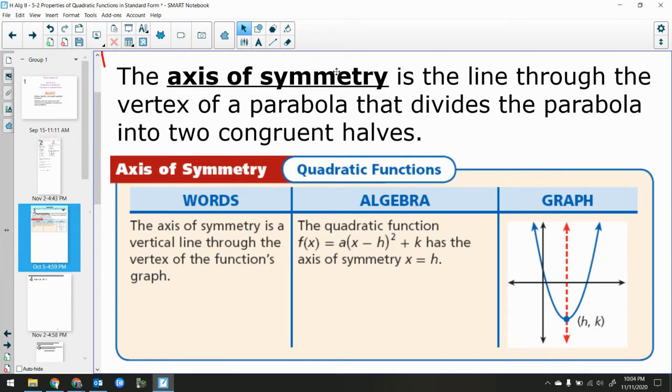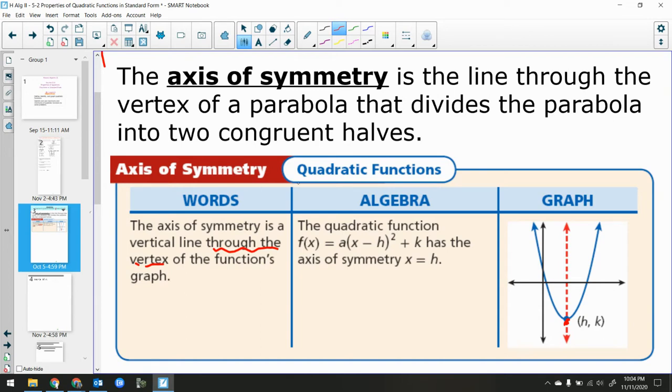When I talk about the axis of symmetry, basically it's the line of symmetry of any parabola. Every single parabola has an axis of symmetry. Every single one of them. You just got to find it. Now, the axis of symmetry is a vertical line through the vertex, and that's a really important thing that we have to know. It goes through the vertex of the function, okay? It always runs through the vertex because that's that centering point.